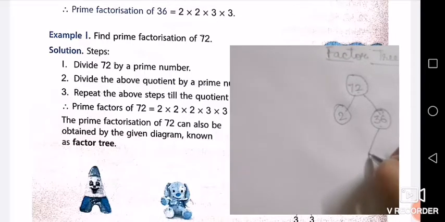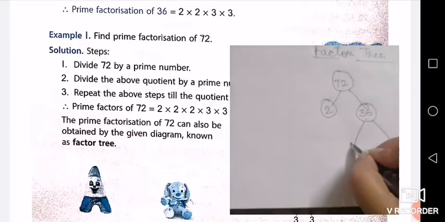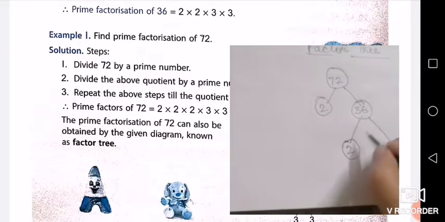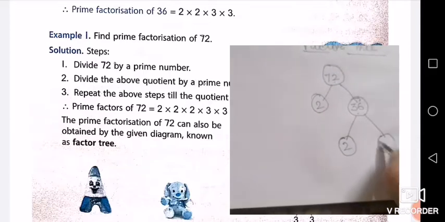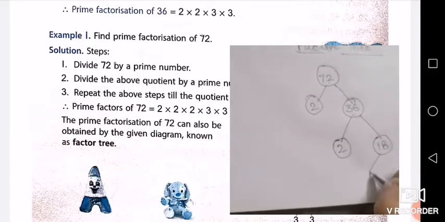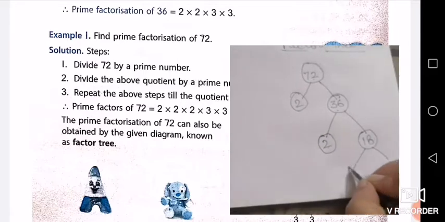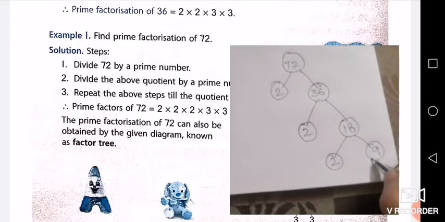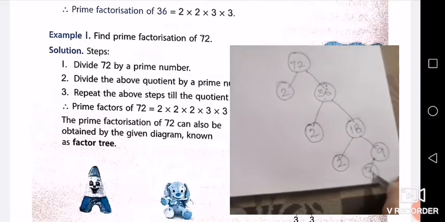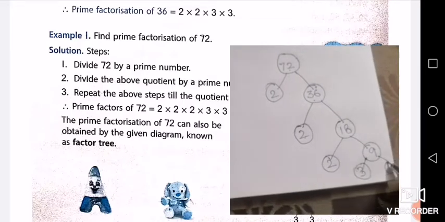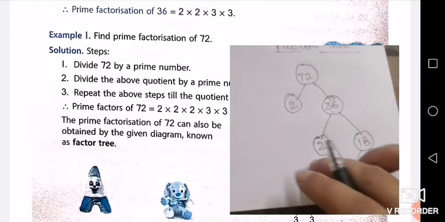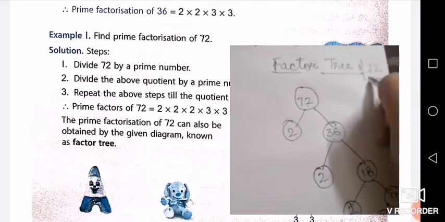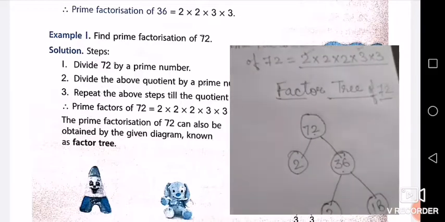Now the next, again the first number is 2. By which number do you multiply 2 to get 36? Yes, that is 18. Next again 2 and then 9, and last is 3 and then 3. Fine. So this will become your factor tree of 72, that you have studied in your earlier class also.